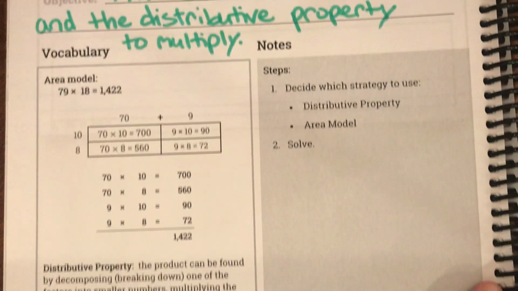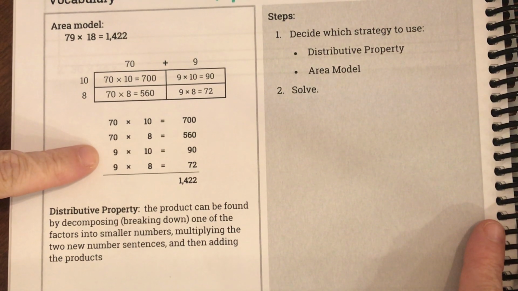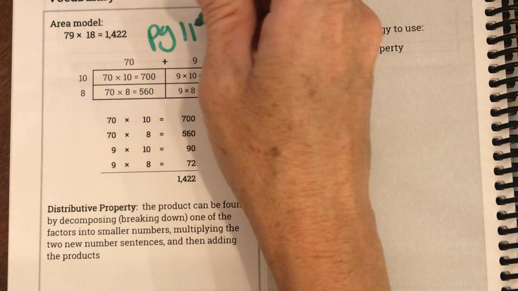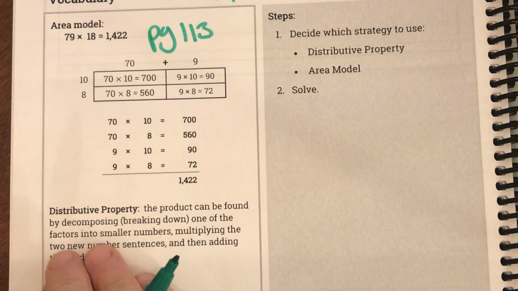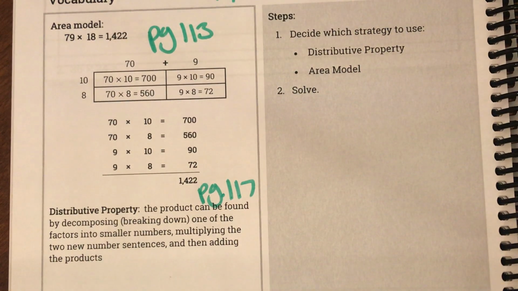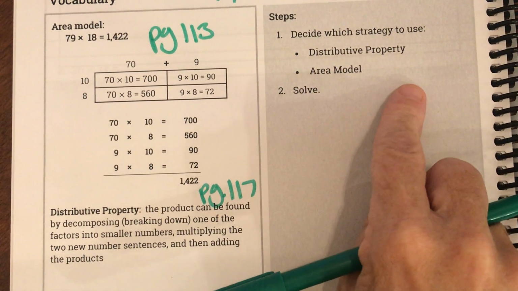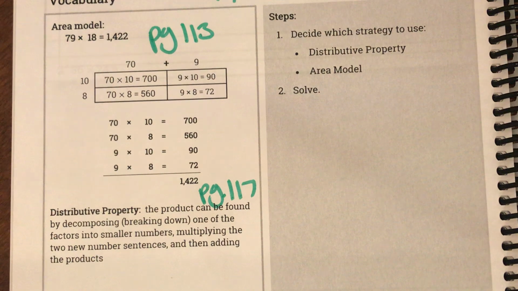So they give us a kind of a reminder here of what the area model looks like. If you need to know the steps for the area model, you could turn back in your book to page 113. And then they also explain what the distributive property is, and if you need to look back for that, you could find it on page 117. Because they're not giving us new steps today. It just says we're going to decide which strategy to use, and then we're going to solve. So you can go back and look at some examples of how to do those if you need to.